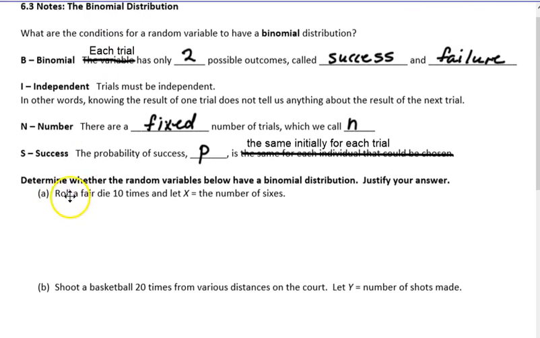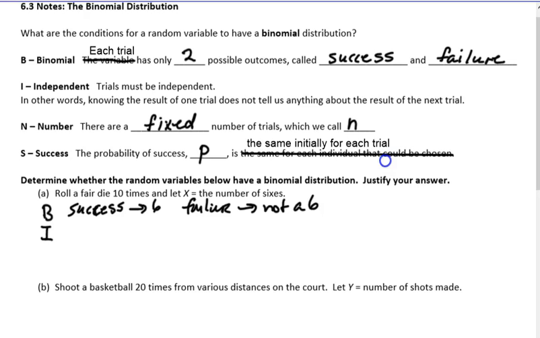The situation here is we roll a fair die 10 times and let x equal the number of 6s. So what we're looking for is 6s on the die. Our success is rolling a 6, and our failure is that it's not a 6. X doesn't represent what number you rolled, like 1, 2, 3, 4, 5, 6. What we're looking for is either 6s or not 6s. That's what makes it binomial.